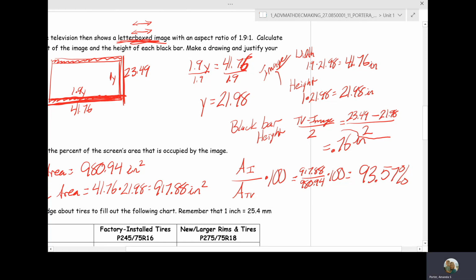So again, you're going to need 2 different areas to do this. The area of the image is the small thing. The area of the TV is the larger one. Divide and then multiply by 100 to turn it into a percent. So 93.57%.